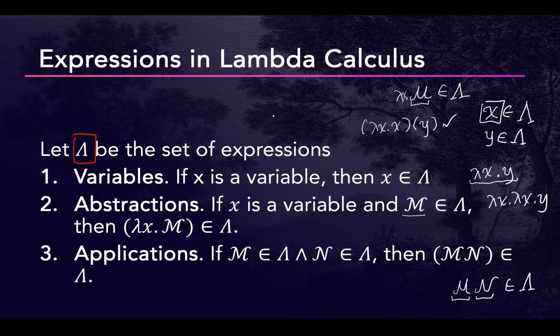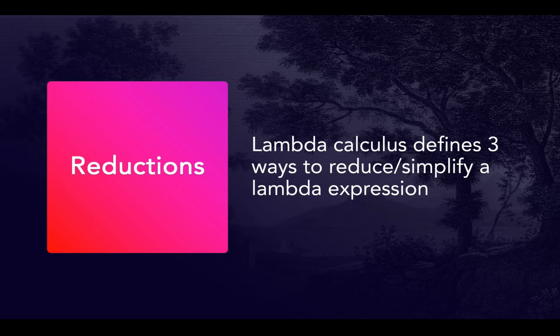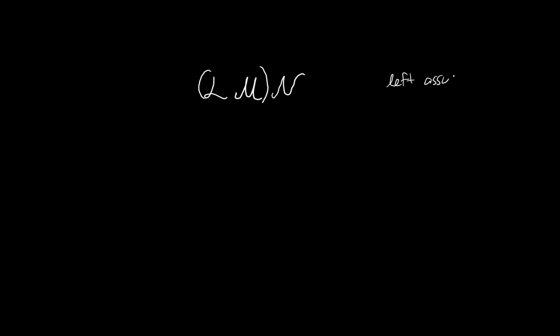For example, if you ever see a lambda calculus expression that looks like this, m and then n and then L, for example, you have three lambda calculus expressions put side by side each other. What this means implicitly is that there is a parenthesis on the first two. What we say is that lambda calculus expressions, specifically applications, are left associative.